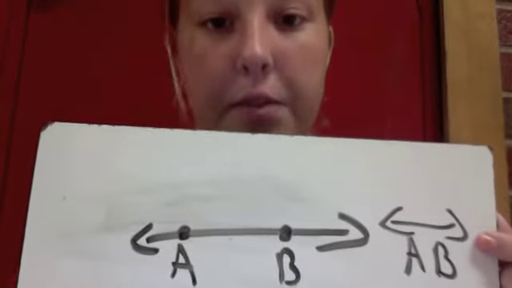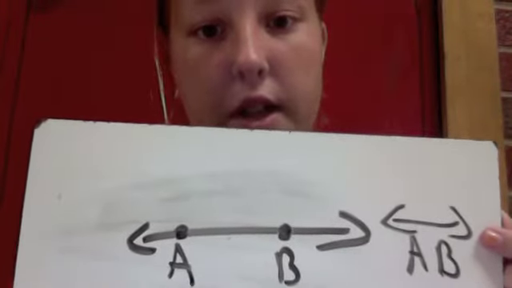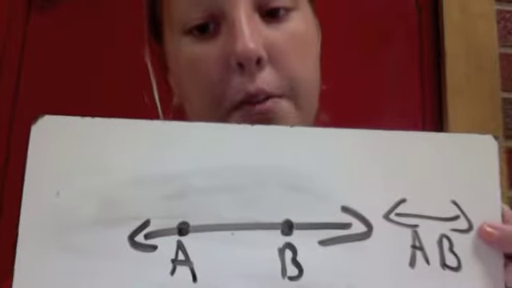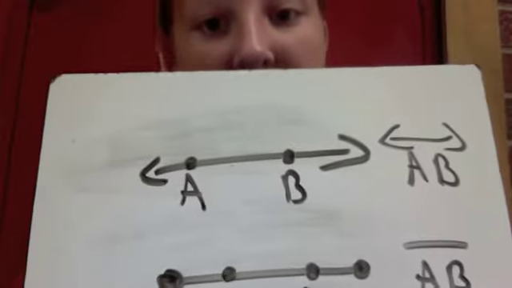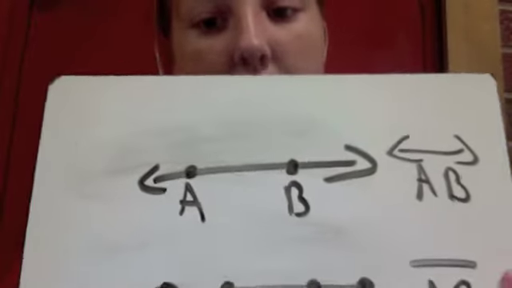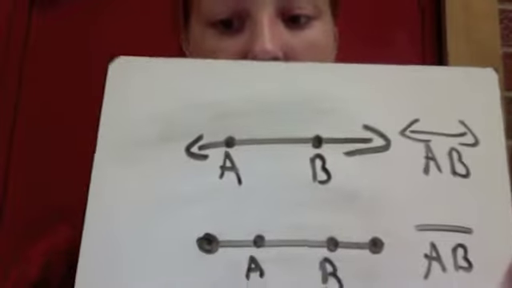This is a line. It's used when something is never ending. It's labeled with capital letters and a line over top of it. This is a line segment. It's used when you want to start and end a line. And it's labeled with capital letters with a straight line over it.